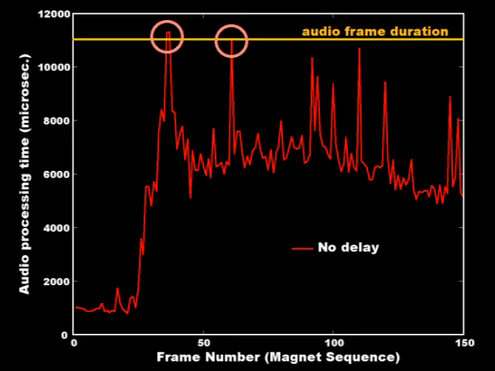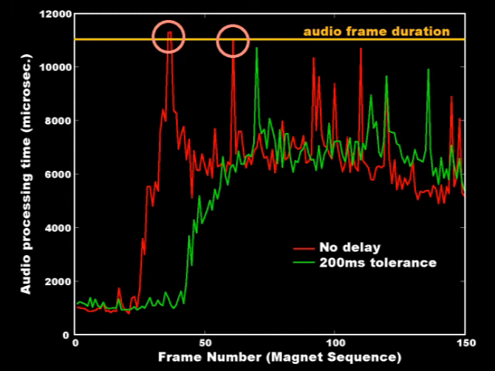Neuroscience research shows that we perceive visual and auditory events as synchronous even when audio lags by up to 200 milliseconds. We use this result for temporal scheduling by delaying audio processing. In red, we see computation load before delay. In green, we show our temporal scheduling result with a delay of up to 200 milliseconds. The abrupt peak is now shorter and smoother.